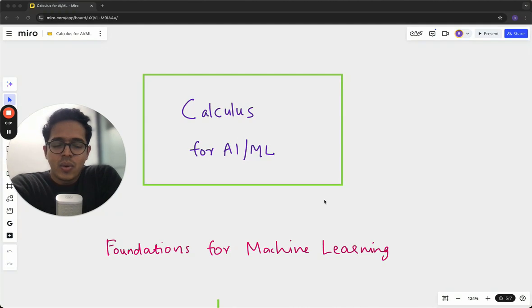Hi, welcome to a fresh module on calculus for AI ML. We are building the foundations for machine learning, and today we are starting with learning calculus. In the previous module, we had looked at linear algebra, statistics, and probability. And here comes the most exciting and personally my favorite part, calculus.